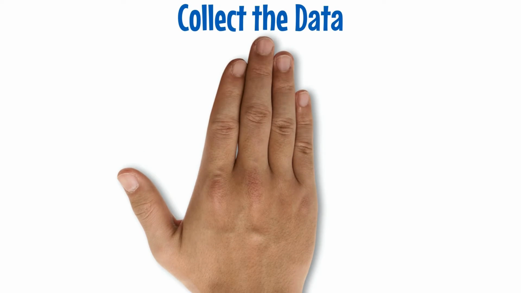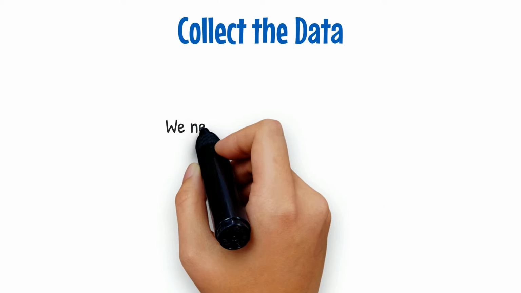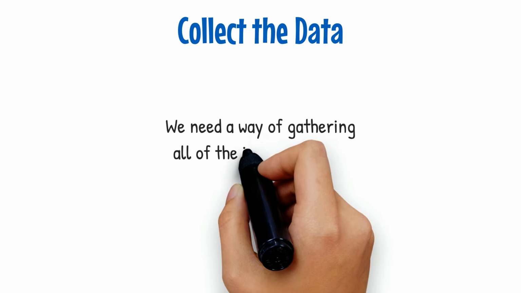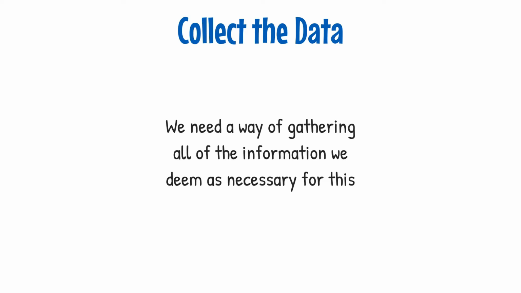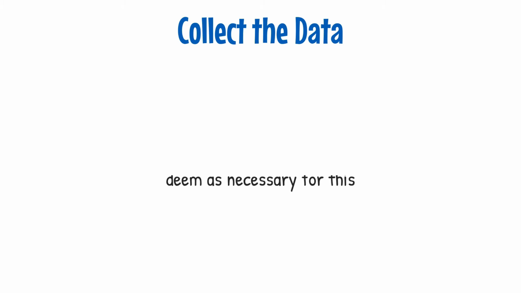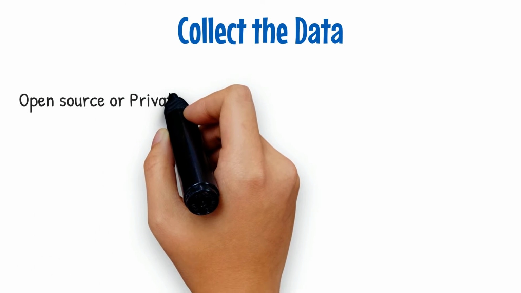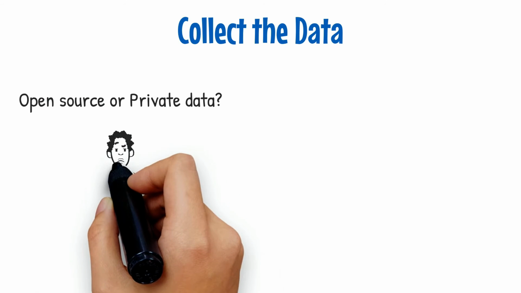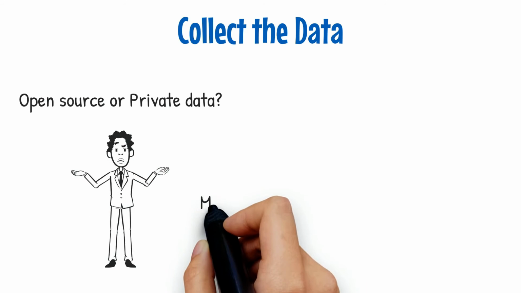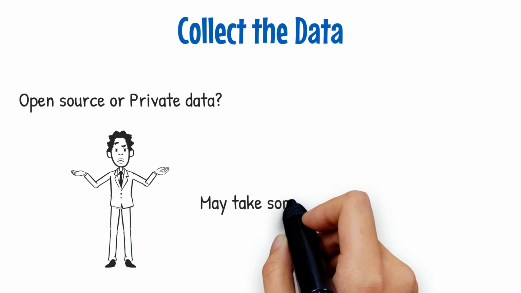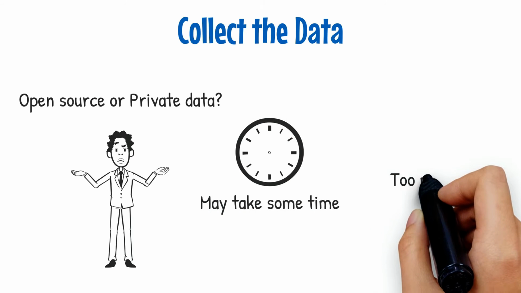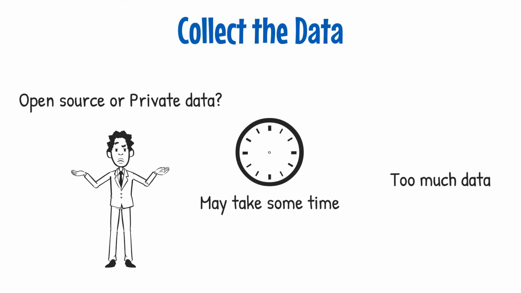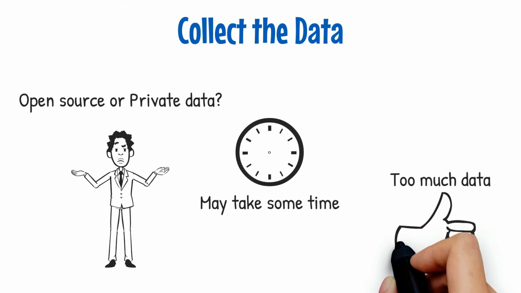Collecting the data. After we know how we want to approach this problem, we need a way of gathering all of the information we deem is necessary for this. We will have to decide if we want to use open source data or if we want to access private company data. This step may take some time if you need to get permission or access certain data. Don't worry if you have too much data, you can always cut down as needed.